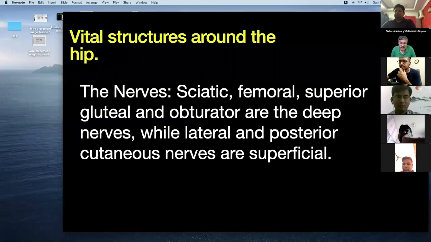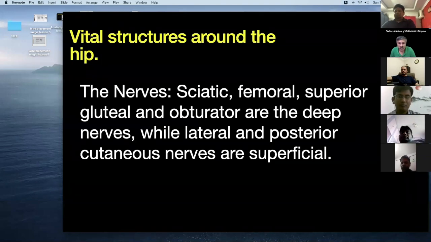Next, the nerves which are important are sciatic, the thickest nerve, as thick as your index finger or maybe sometimes as thick as your thumb. The femoral nerve comes anteriorly in the inguinal region. The obturator nerve again is in the adductor area, and the superior gluteal nerve is posterior. Lateral and posterior cutaneous nerves are the superficial nerves that may come in our way.